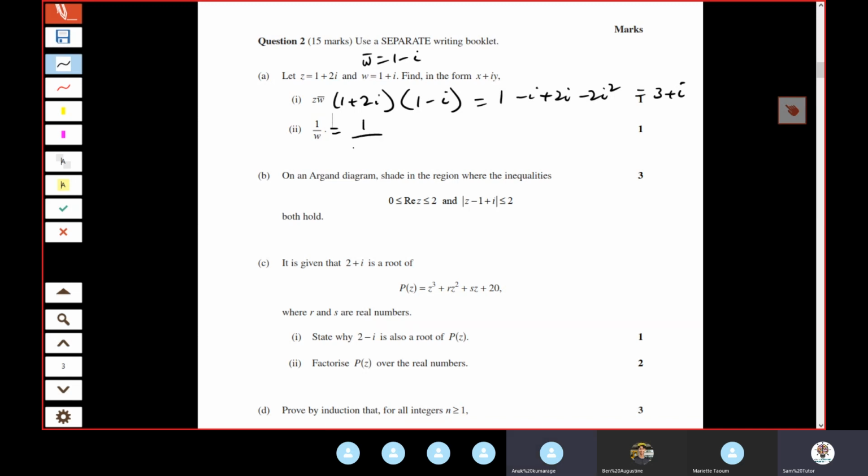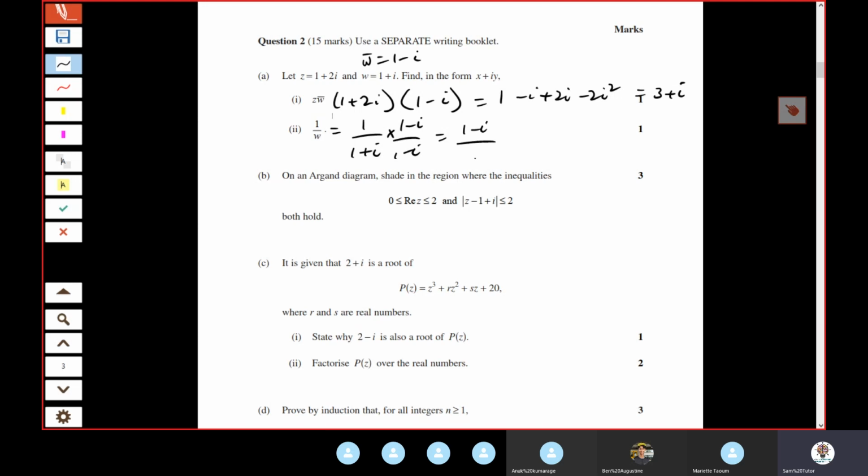Yes. 1 plus i. All right, what do we times top and bottom by? Ben, you said it last week. Yeah, 1 minus i. 1 minus i. So the top becomes 1 minus i.